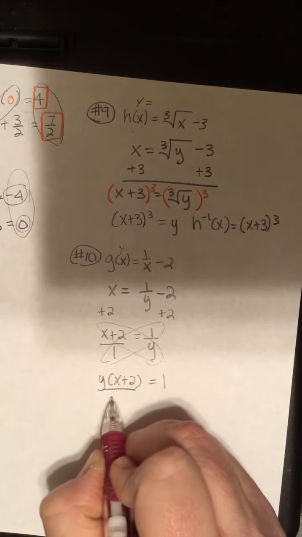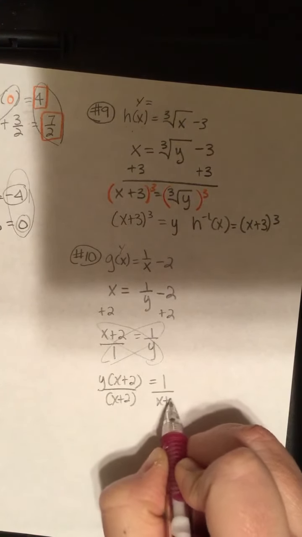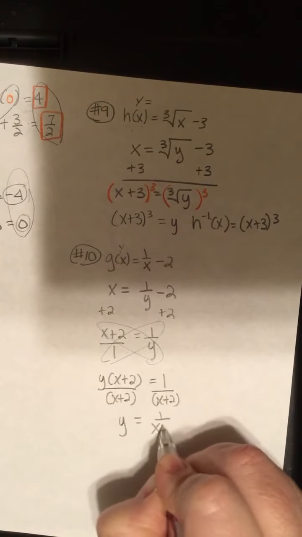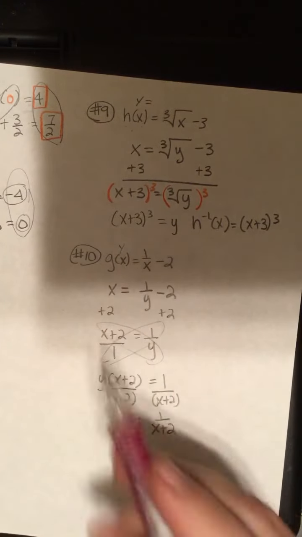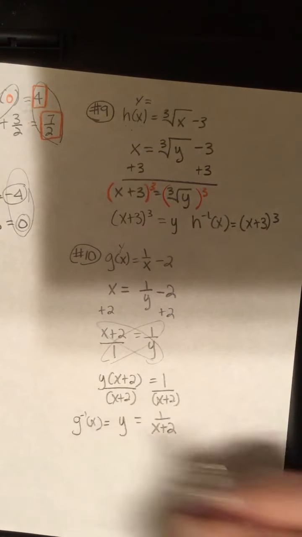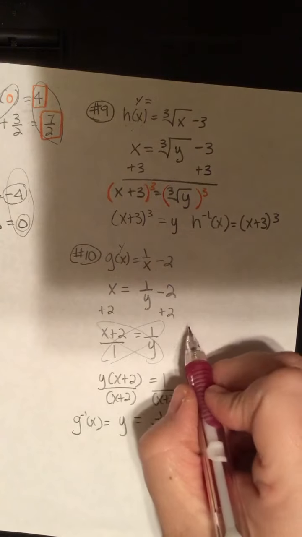So what I'm going to do is divide by x plus 2. That's how I undo multiplication. Okay, so y would equal 1 over x plus 2. The proper notation would be g to the negative 1 of x. That was the inverse. Now, I'm going to show you starting from this step right here.